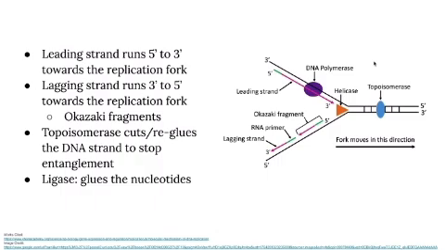In DNA replication, there are two strands, the leading strand and the lagging strand. The leading strand is the strand of DNA that is synthesized continuously, while the lagging strand is synthesized discontinuously. The leading strand is built in the 5' to 3' direction towards the replication fork, which is where helicase is unzipping.